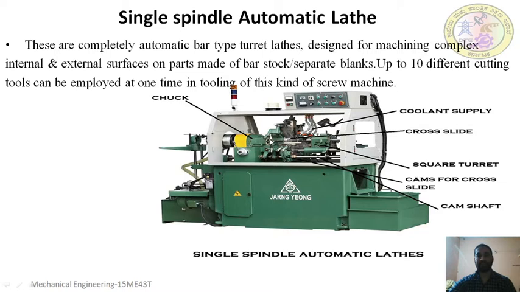So single spindle automatic machines are used for machining complex internal and external surfaces on bar stock. It can handle 10 different tools at a time.